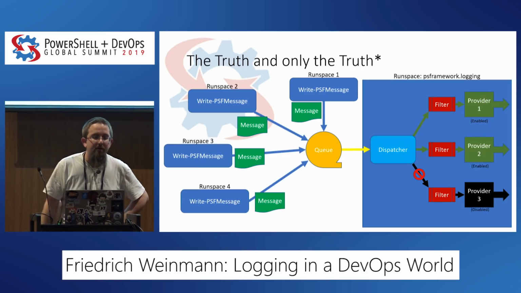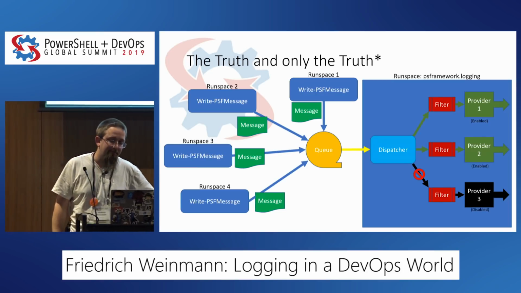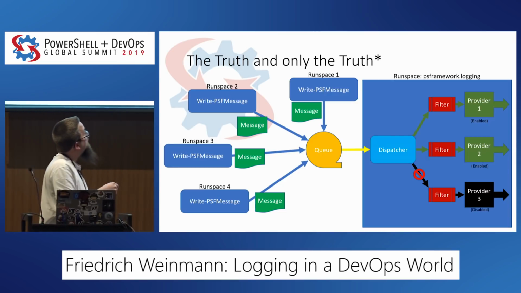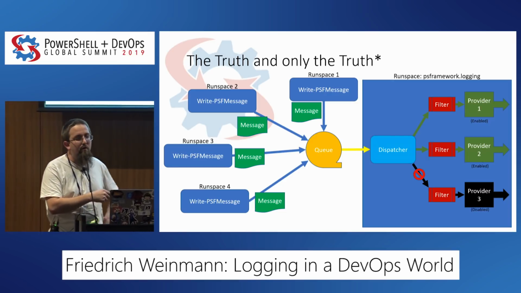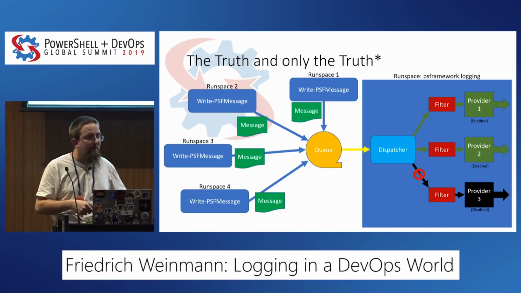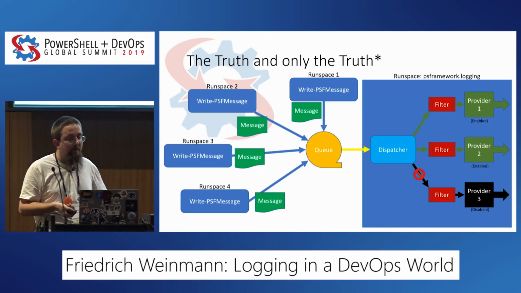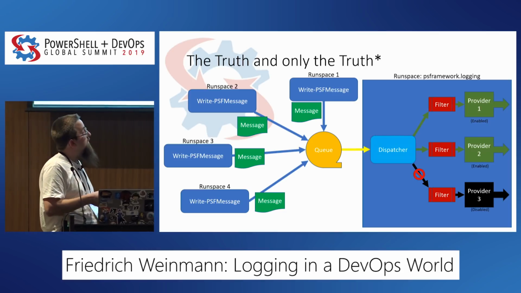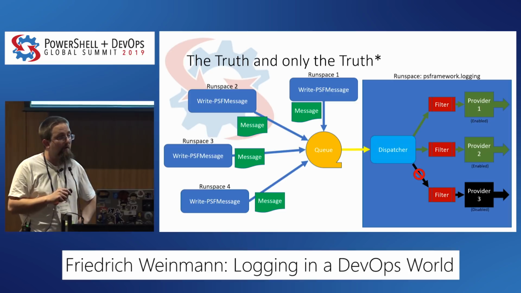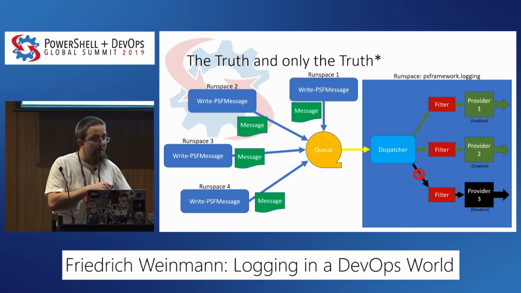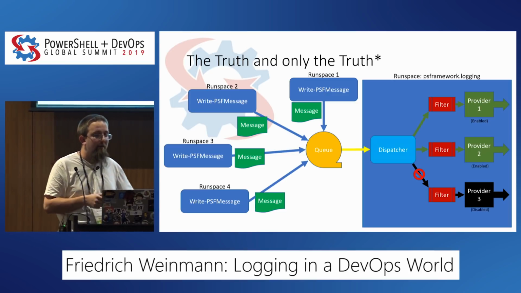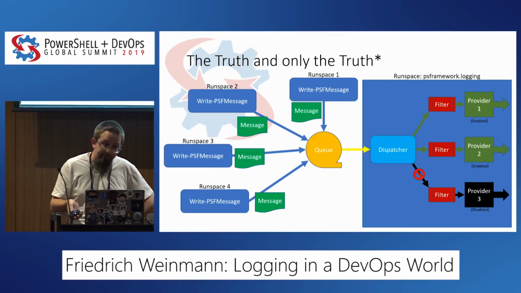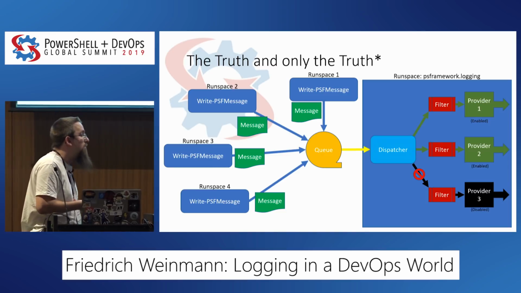All right. So our overall architecture looks like this. We have multiple Runspaces. Multiple Runspaces can write to the same queue. The dispatcher script picks them up, applies the filter, and sends them on to the logging provider that is enabled, and where the filter applies. It first checks for enabled, but that was kind of hard to get in that diagram. So if the provider is disabled, it does not check for the filters.